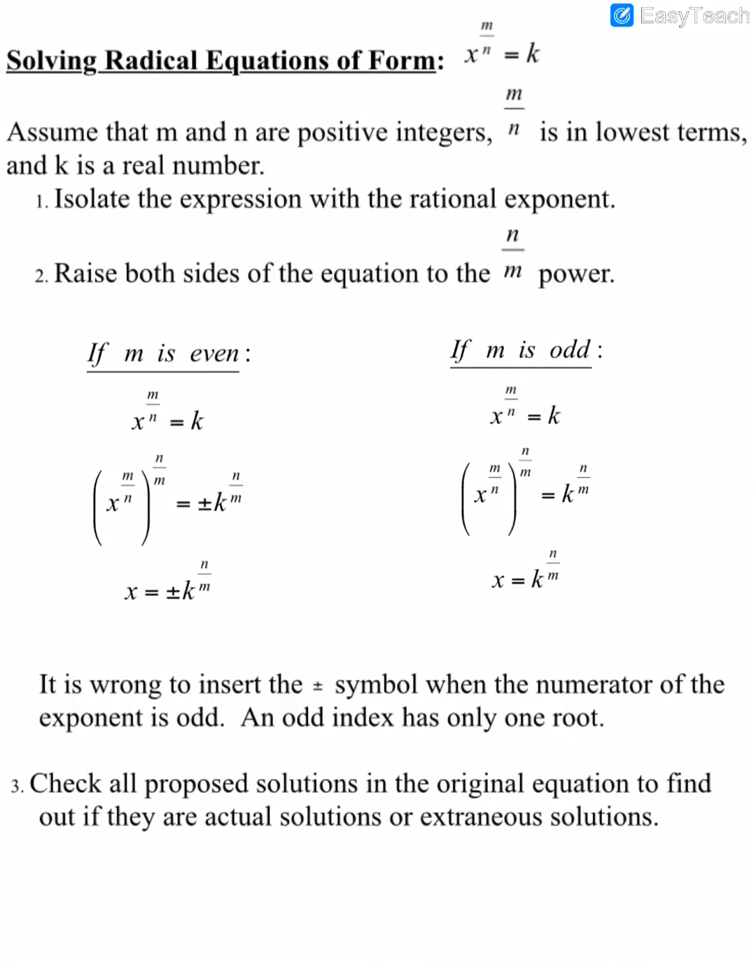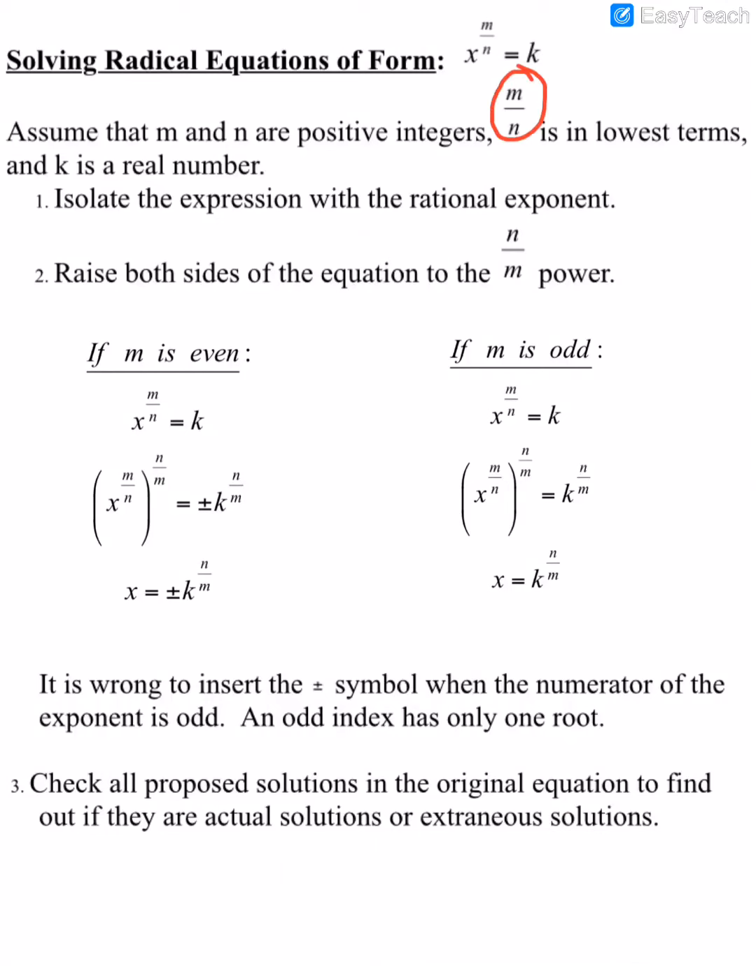Just like I said before, when we have something that looks different in an equation, the first thing we want to do is isolate that different looking thing. So the first thing we're going to do is isolate the expression with the rational exponent. Then, to get rid of that rational exponent, we're going to raise both sides of the equation to the reciprocal power. If you'll notice, the power was m/n.